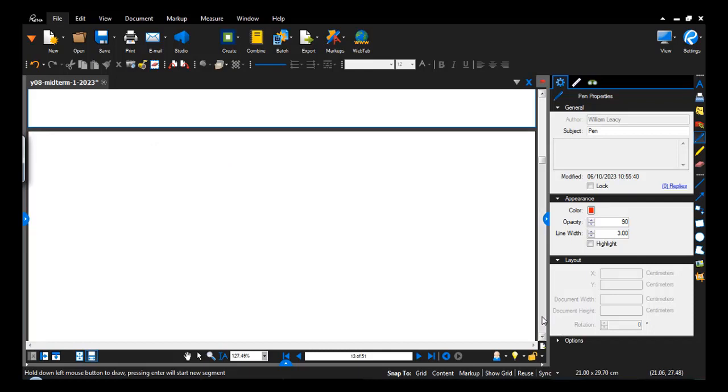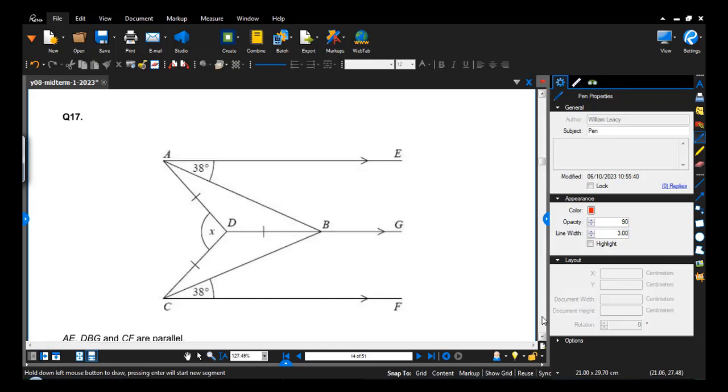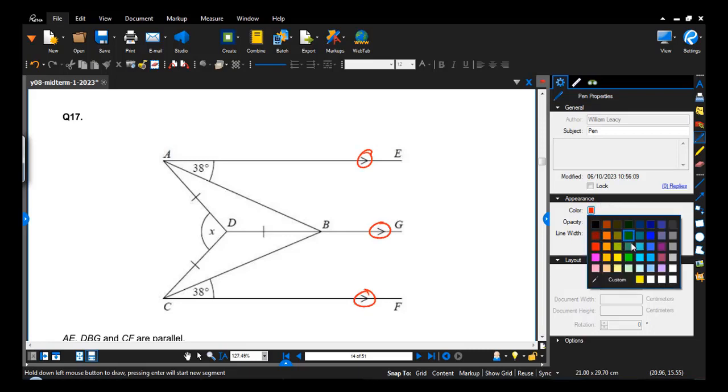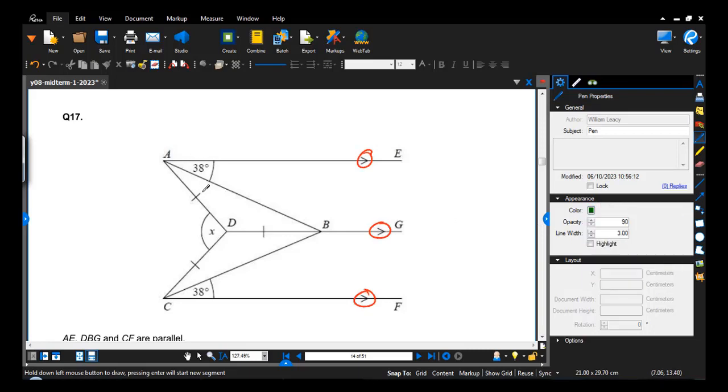Should be pretty quick actually. Alright, wow, holy moly. Not as hard as it might look. We have a lot of information here. We have parallel lines, and then we have isosceles triangles. So that's some good information. Alright, how are we going to do this?